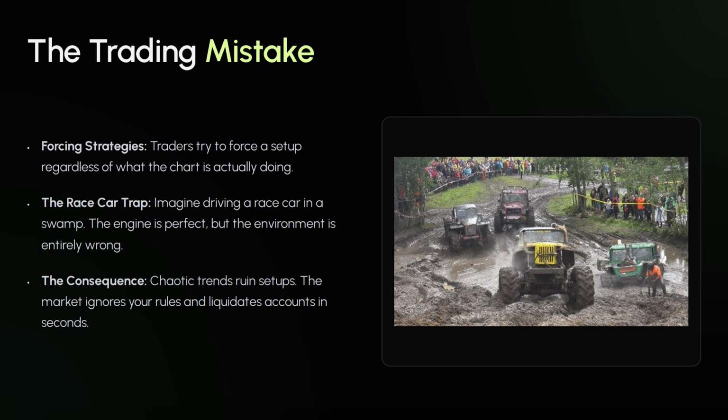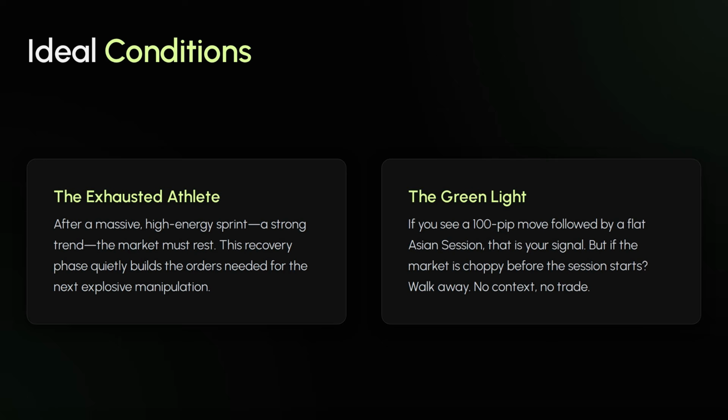That is exactly what you are doing when you try to trade the Asian range manipulation during a chaotic trend or a high-impact news event. The market doesn't care about your rules. It will ignore them completely and liquidate your account in seconds. Can you imagine that? So what do we actually need? We need rangy market conditions.